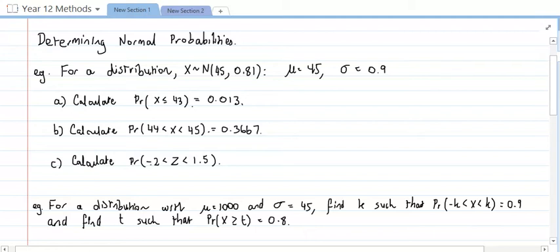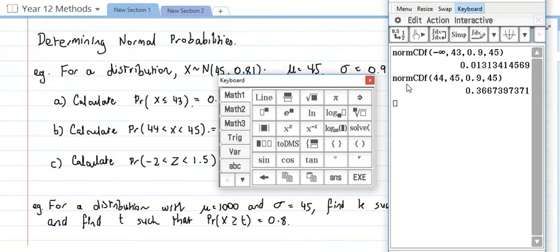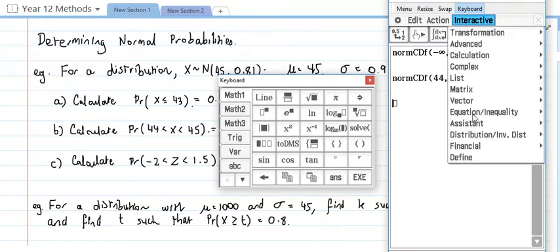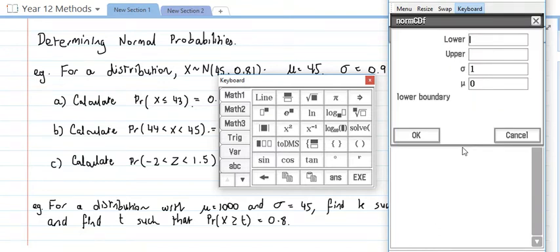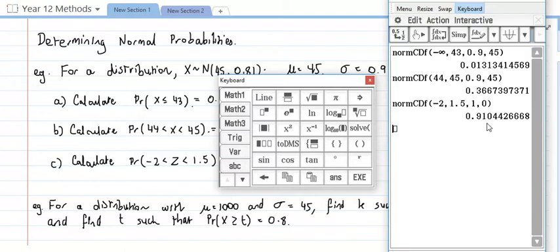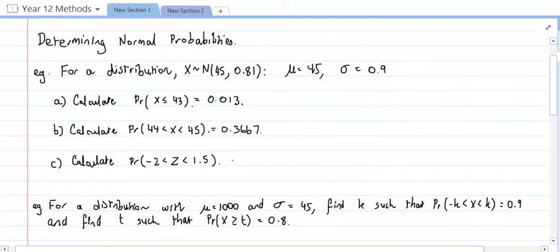Now, lastly, calculate the probability that z is between -2 and 1.5. Well, z is just the standard normal distribution. So, continuous normal CDF with a lower of -2, an upper of 1.5, and a standard deviation of 1 and a mean of 0. So that is the standard normal distribution. And the answer there is 91%, so equals 0.91. Righto. So that's those questions there, fairly straightforward.